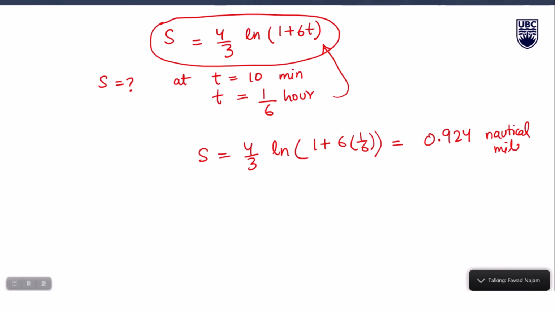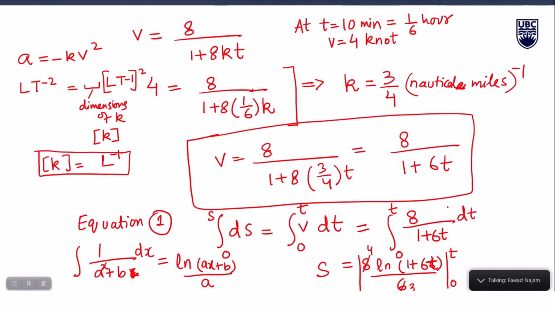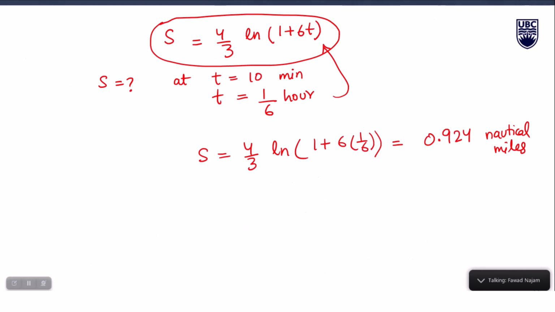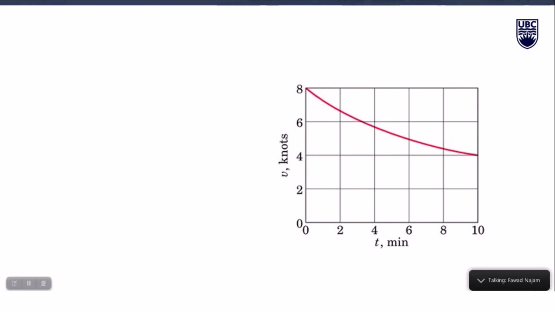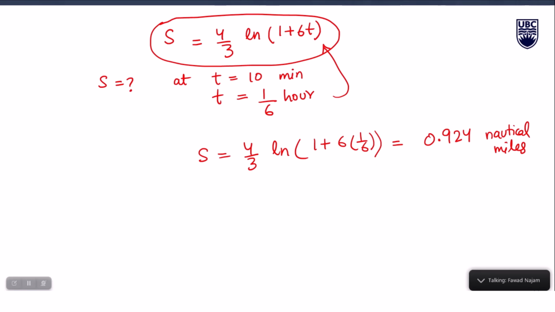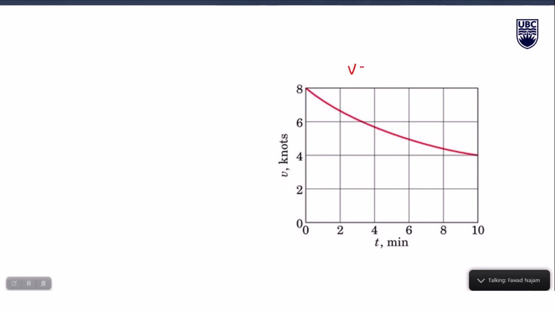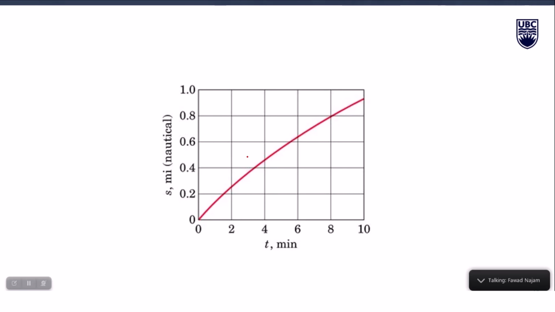Similarly, if I go back, I can write the units of the speed, which will be knots. Finally, if I plot these equations as a function of time, you can see that v is equal to 8 over 1 plus 6t, and similarly this is the distance s, which is 4 by 3 log of 1 plus 6t, right.